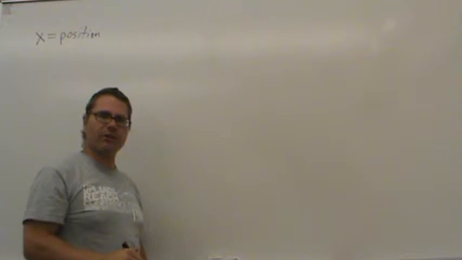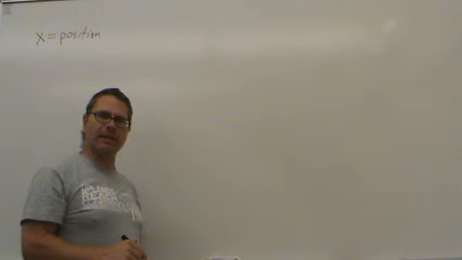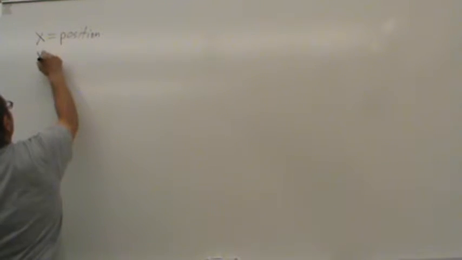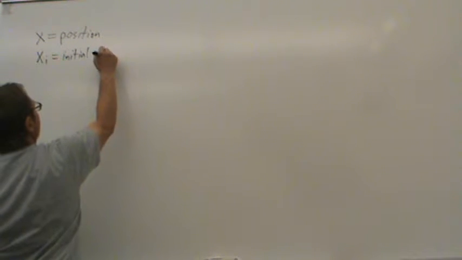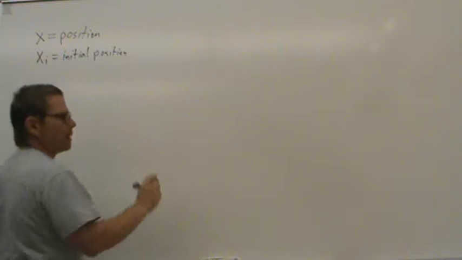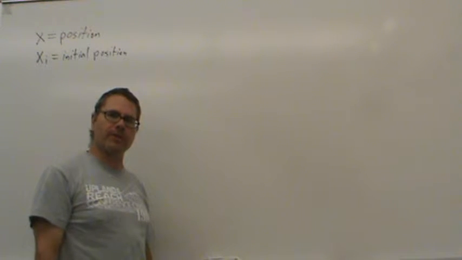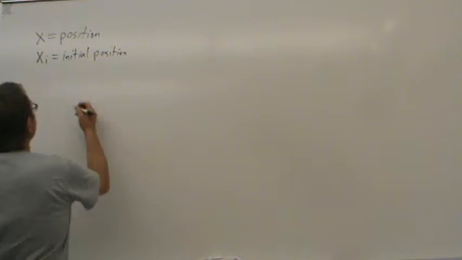The initial position will be the location of the object at some beginning point of time, and we're going to use the symbol x subscript i for initial position. At some later point in time, the object will be located at some final position, and we'll give the symbol x subscript f to that.